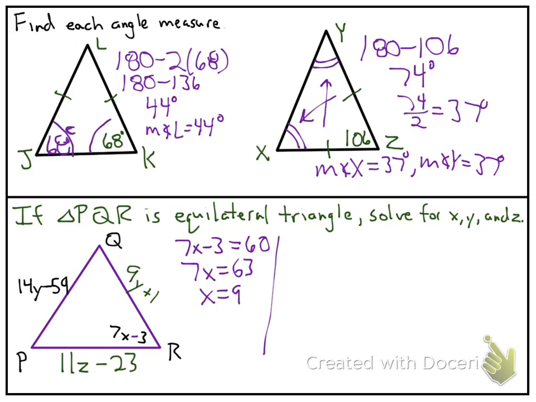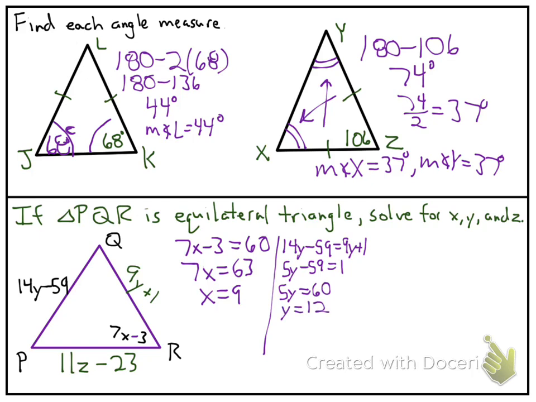To solve for y, since it's equilateral and I know all the sides are the same, I'm going to go 14y minus 59 equals 9y plus 1. Subtracting 9y from both sides gives me 5y. Then I'm going to add 59 to both sides, and I get 5y equals 60. Comes out to be y equals 12.